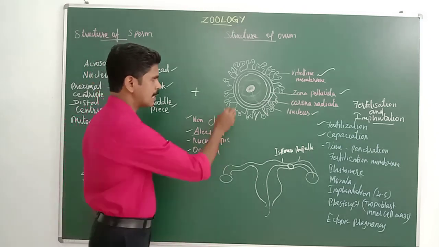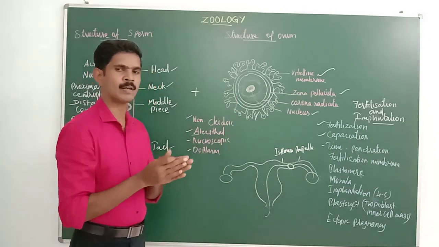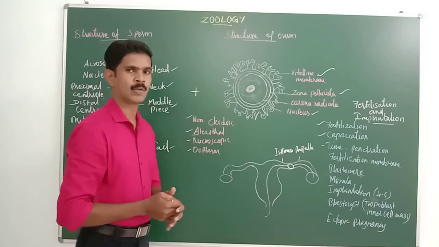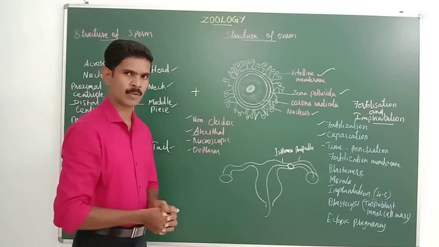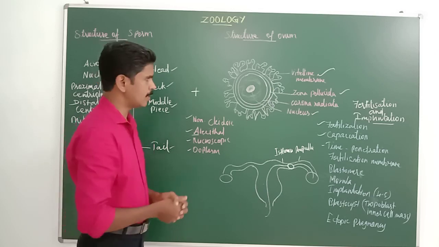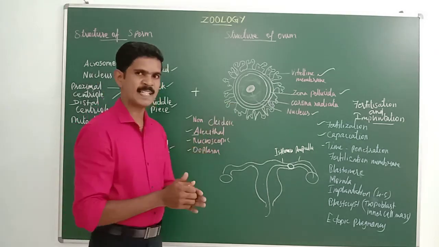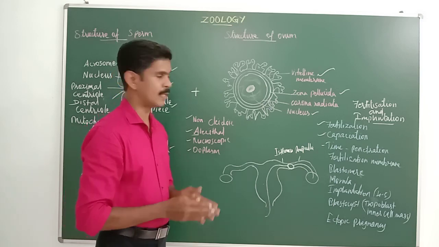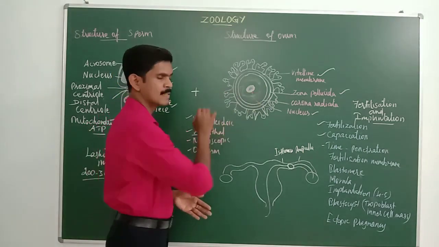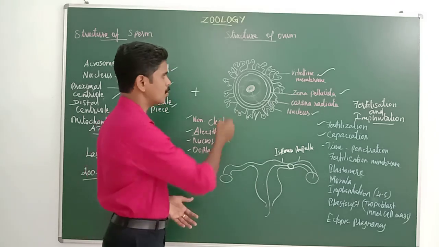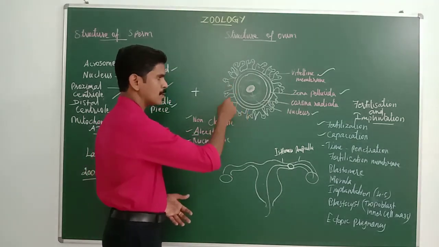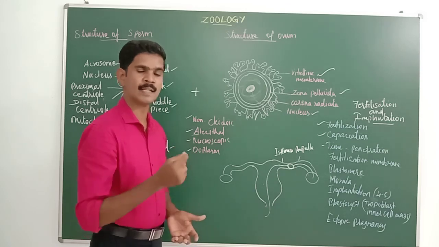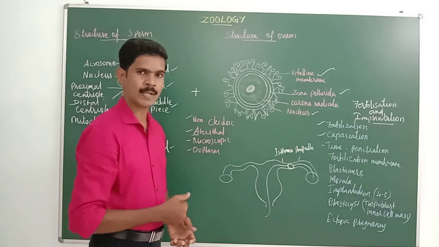Okay, all these follicle cells are joined or pasted together with the help of an acid. It is called hyaluronic acid. So these follicle cells should be separated, and only then can the sperm enter inside the ovum. To loosen or separate these follicle cells, what enzyme is needed? That enzyme is called hyaluronidase.